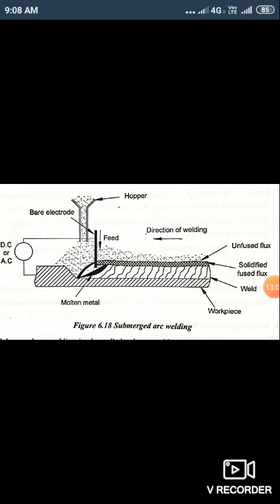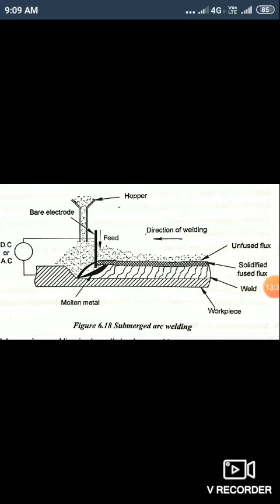Okay, let's see the working. First, the bare electrode is fed from the reel down through the gun or nozzle. The operator can move it slowly, a little at a time, for the start of the arc, and then set the proper feed rate on the control box. So the feeding will be controlled automatically.